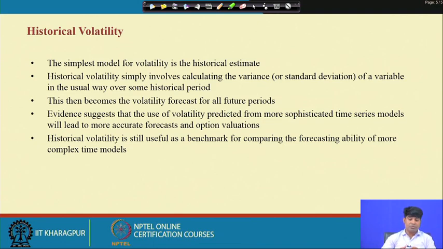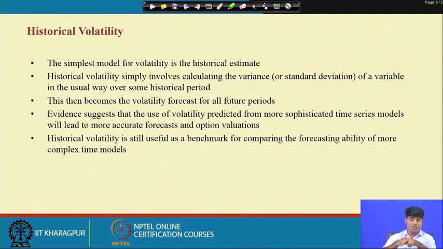Historical volatility simply involves reporting the standard deviation or the variance of a variable. Basically, it uses historical data, that means the variable's information recorded historically over time. The volatility forecast we do with the help of past data, for future requirements.